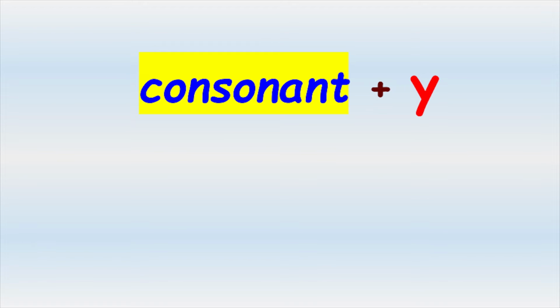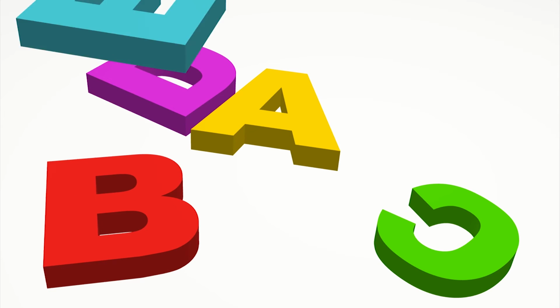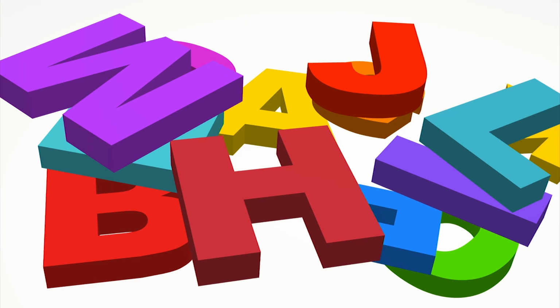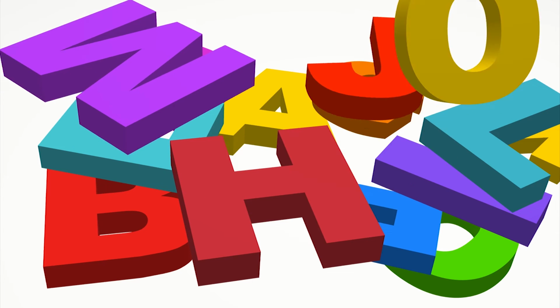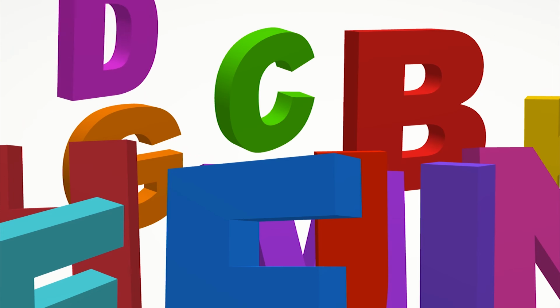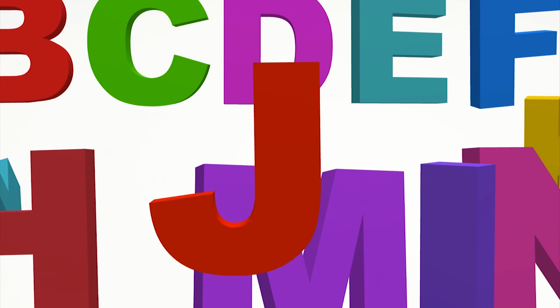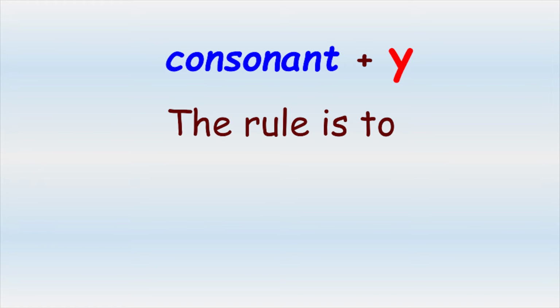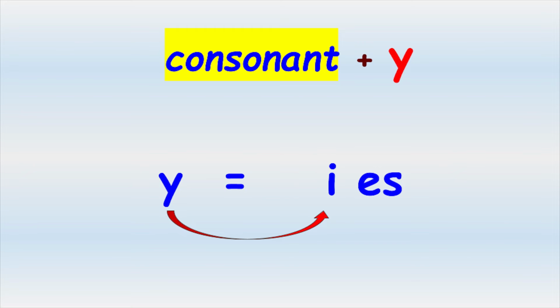We will now look at nouns ending with a Y preceded by a consonant. Consonants are all the other letters of the alphabet excluding the vowels A, E, I, O, and U. To form the plural of a noun ending in Y preceded by a consonant, the rule is to change the Y to I and add ES.